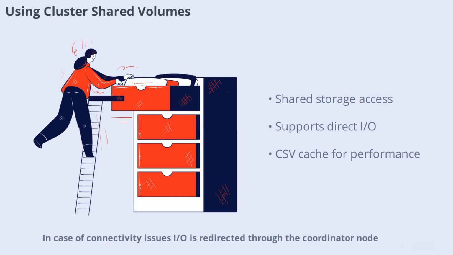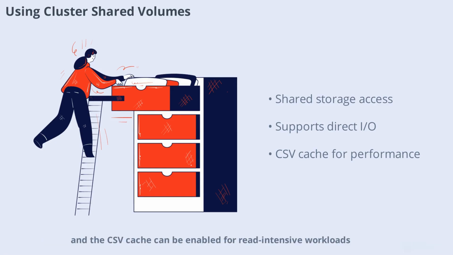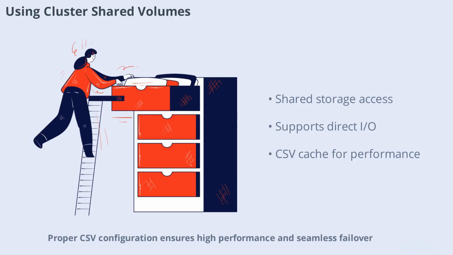In case of connectivity issues, I/O is redirected through the coordinator node. CSVs can be renamed, and the CSV cache can be enabled for read-intensive workloads. Proper CSV configuration ensures high performance and seamless failover.